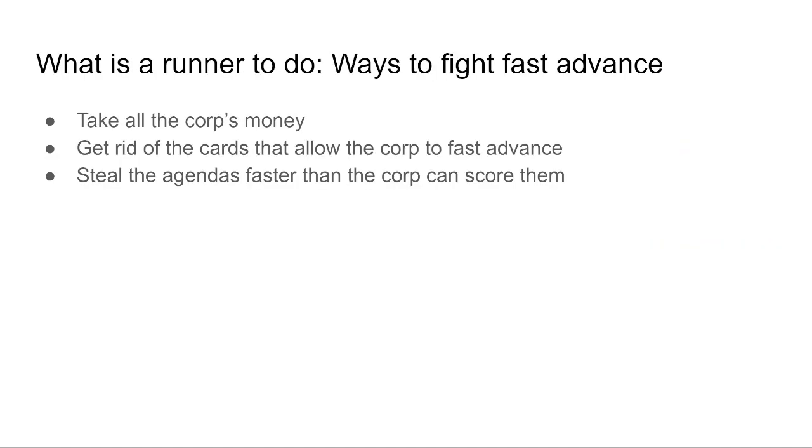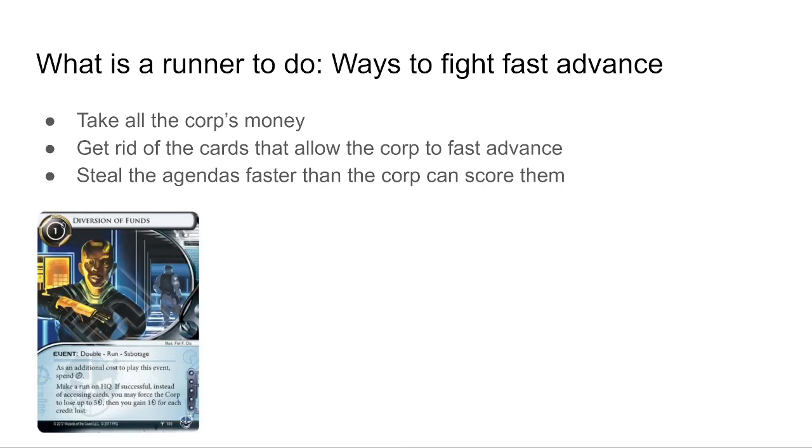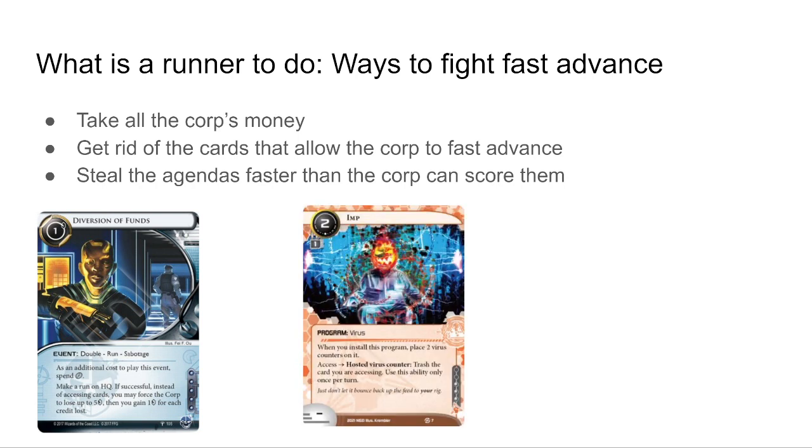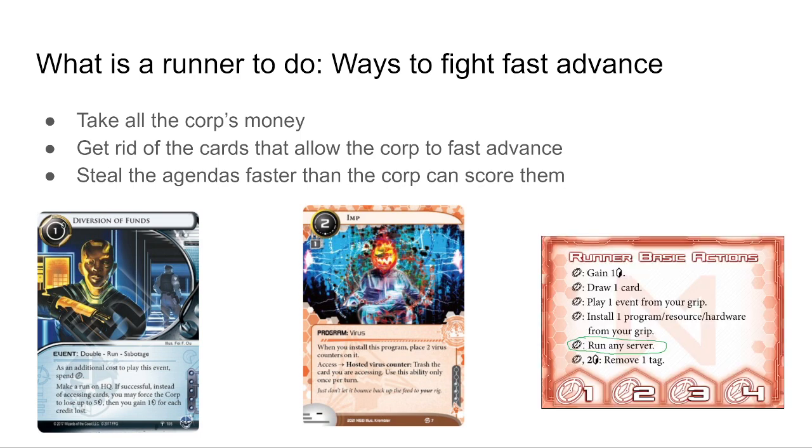Now, if you're the runner, how do you fight this? It really does depend on what tools you have access to in your deck. For instance, if you can take all the Corp's money, fast advancing usually comes with some kind of credit cost. So if the Corp doesn't have money, they can't fast advance. Usually, fast advancing takes some tools. Maybe you can destroy those tools before the Corp can use them. Or, if you don't have access to those things, you can just steal agendas faster than the Corp can score them. They cannot win if you have already won the game.